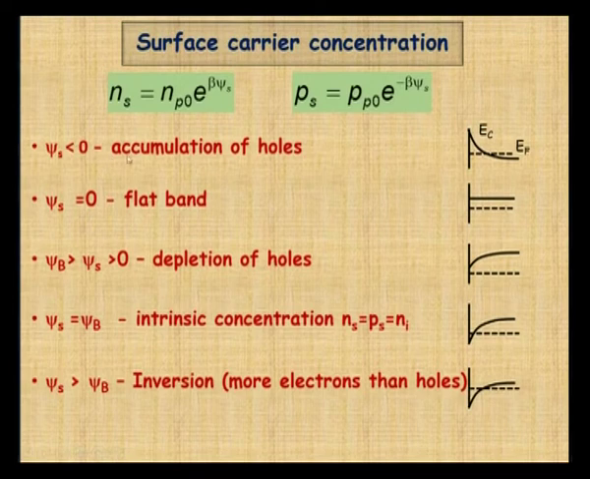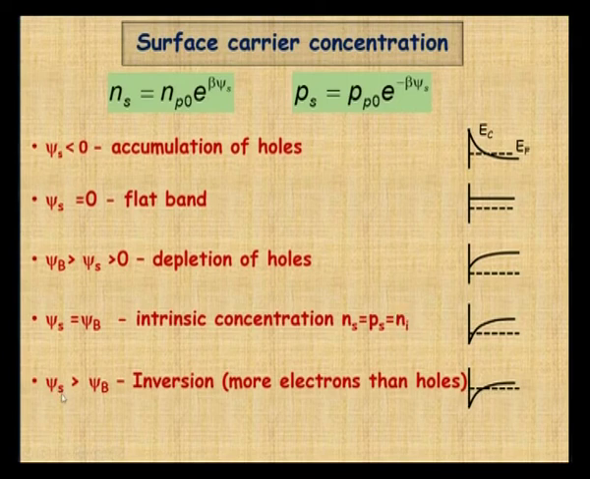When psi s is less than 0, accumulation of holes will happen. This is what we can observe from the energy band diagram. The Fermi level is near the valence energy band, and when psi s is equal to 0, we observe the flat band. When phi b is greater than psi s, which is greater than 0, this is called depletion of holes. This is how the energy band looks, and psi s equal to phi b is the intrinsic concentration of holes and electrons in the intrinsic region. These are the different concentrations: the surface hole concentration, surface electron concentration, intrinsic hole concentration and intrinsic electron concentration.